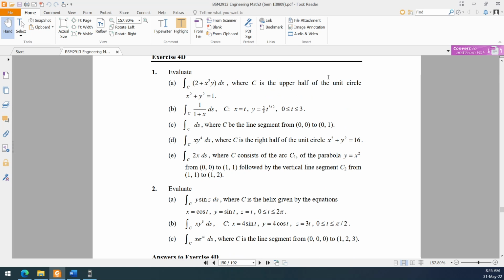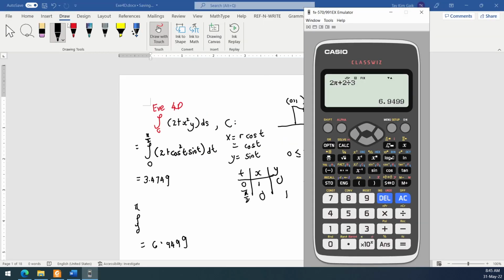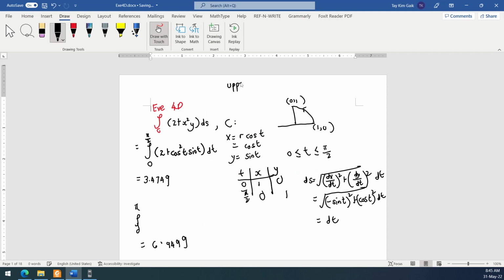C is the upper half. Oh, you're right. The upper half means the upper part only. The right half is the first quadrant, but this is both quadrants, quadrant 1 and quadrant 2. Upper half of the unit circle means, first of all, half of the unit circle, and then take the upper part. So sorry, it should be two quadrants. So this is 0 to pi. The answer is 6.9499.